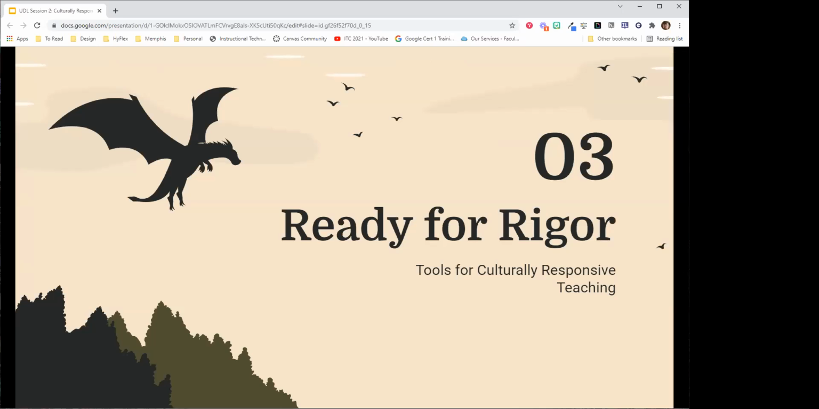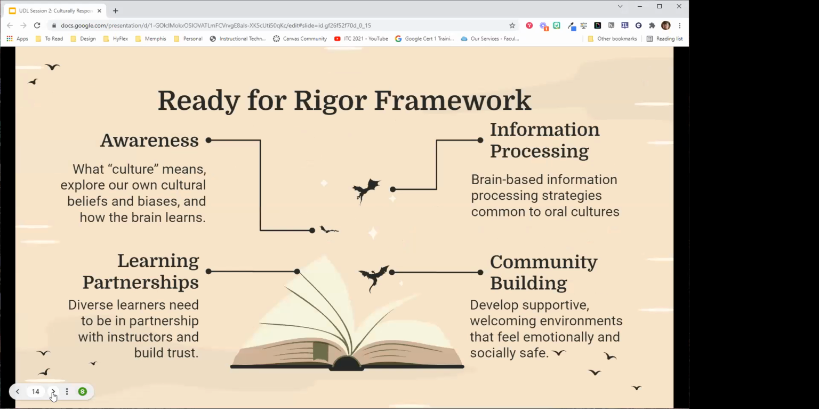So I'm going to turn this back over to Wesley for the Ready for Rigor portion. Yeah, so the Ready for Rigor is a framework that we can use to talk about and discuss how to be culturally responsive. So these are just some tools that we can use in our classrooms and our online spaces to make sure that we are actually implementing this type of culturally responsive teaching. And so there are four things that build this framework.